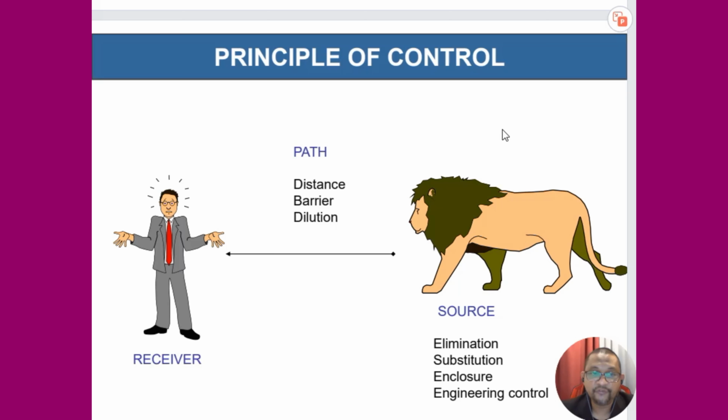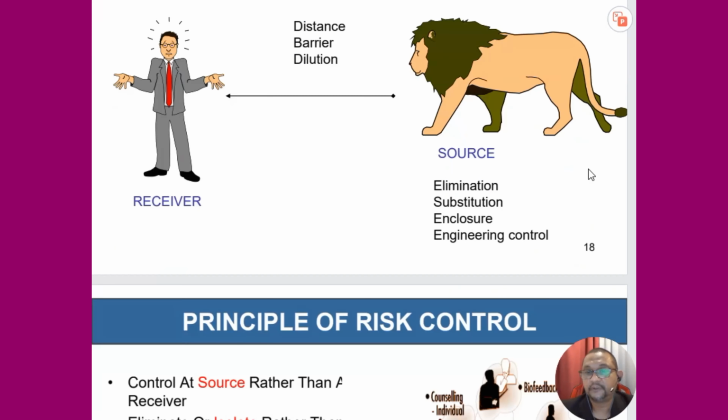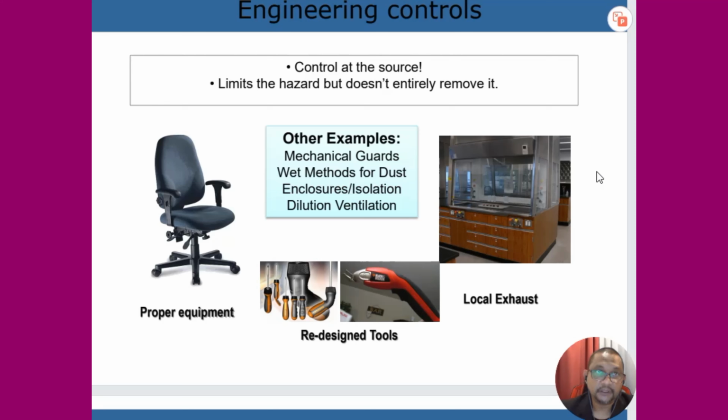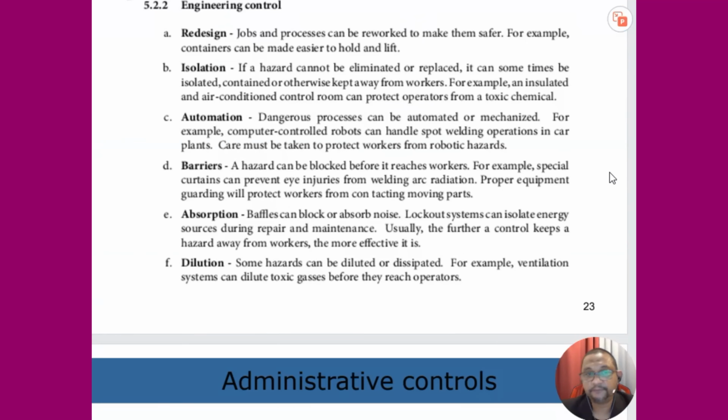That means you remove the hazard entirely or substitute it with something less harmful. Okay. Number two, engineering control. Isolating workers from hazards through ventilation, noise reduction, machinery guarding, or automated systems. Okay, that means we have to isolate workers from hazards. That is for engineering control.